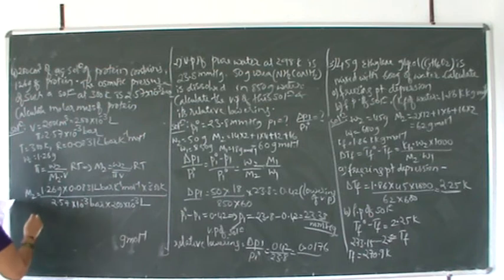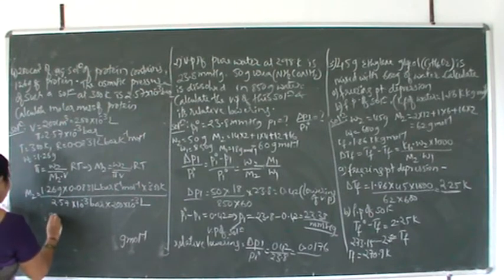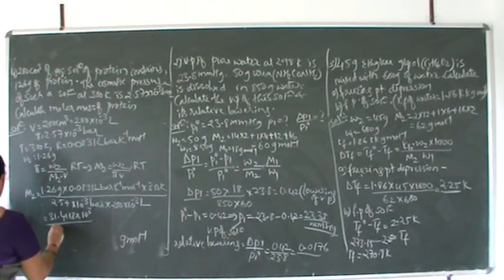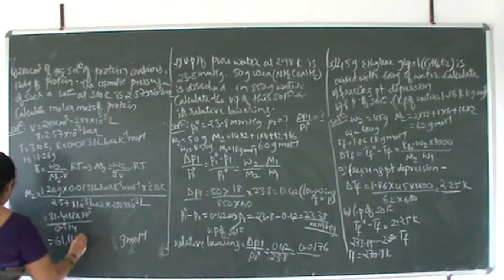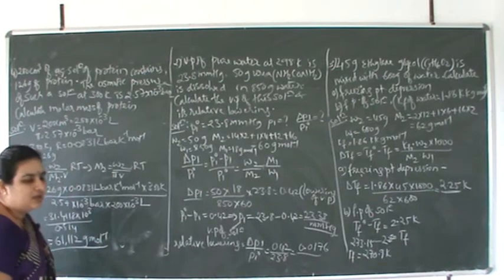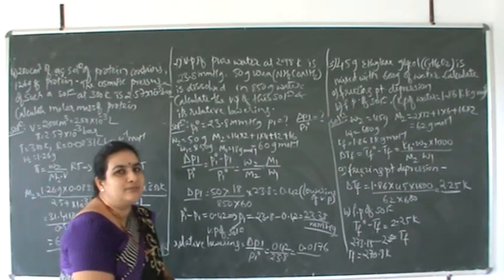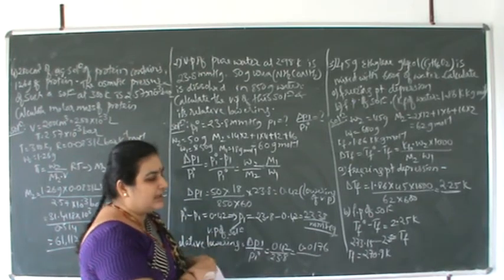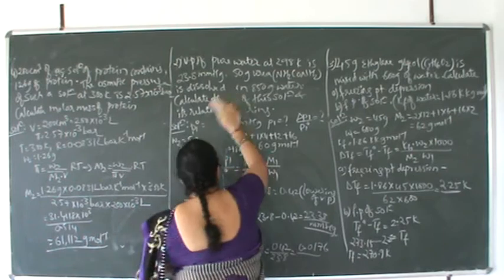Now, I will substitute here 31.4118 into 10 raised to 3 divided by 0.514. If you calculate, it will be 61,112 grams per mole. This will be the correct answer of the problem. Whoever made a mistake, just clarify the mistake, okay, and correct it. Now next one.